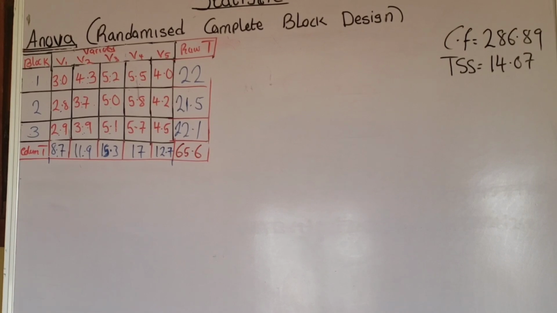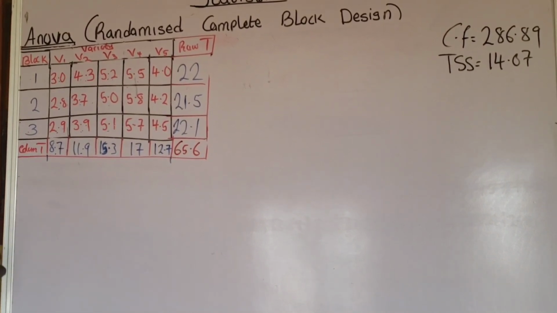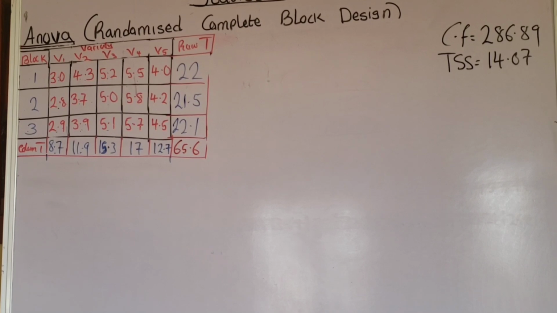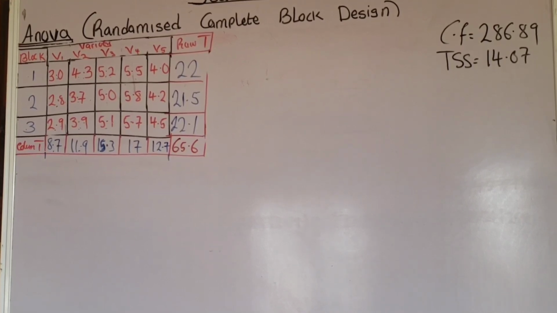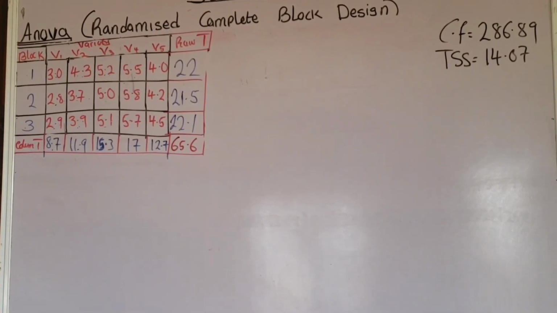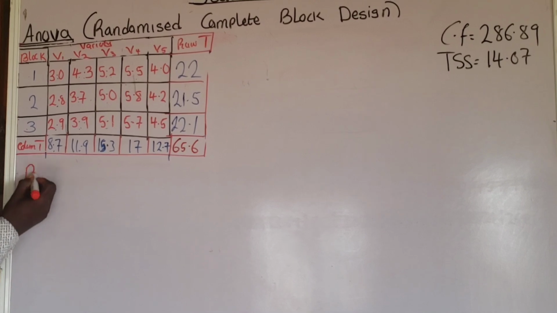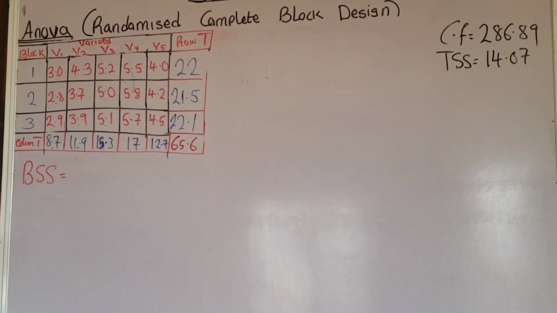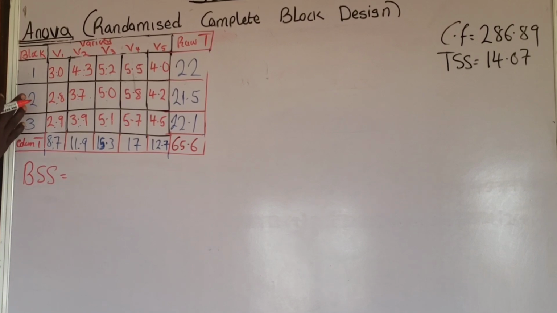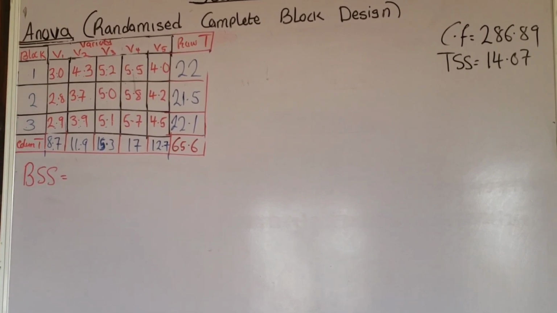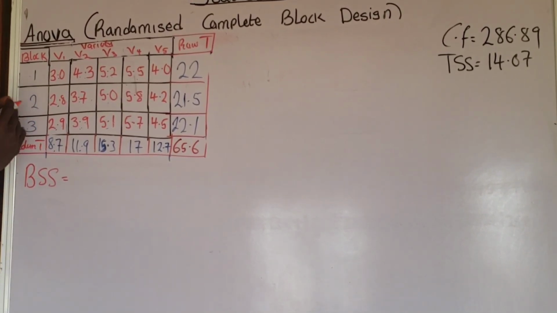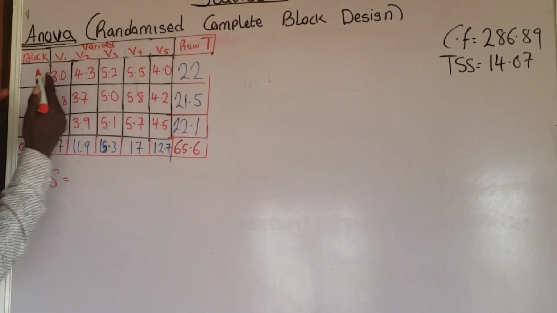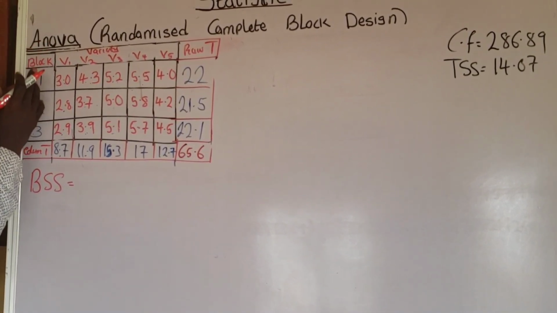Okay. Now, to determine the block sum of squared, let me use a red marker now. The block sum of squared. The block sum of squared is equal to, you know that this is block. Listen, it's simple, okay? This is block, you understand? And block falls towards the row. We have three blocks, block 1, block 2, block 3.